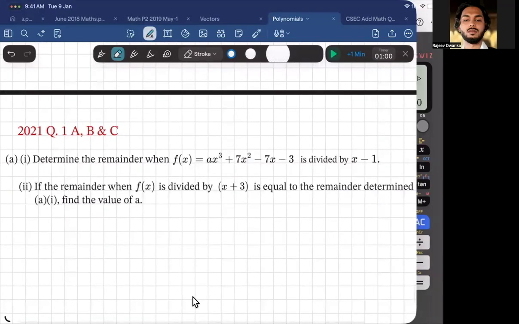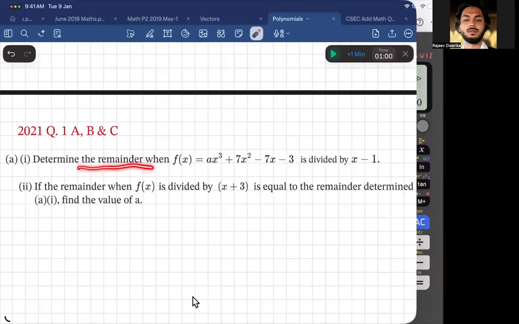Okay. So they wanted us to figure out the remainder when f of x is divided by x minus 1. Before I start, I just want to say the remainder theorem and factor theorem are the same concept. All you're doing is finding for x and plugging it in. When you plug it in, you are actually finding the remainder. If the remainder is 0, it's a factor. If it's not 0, it's not a factor. So you understand that part?